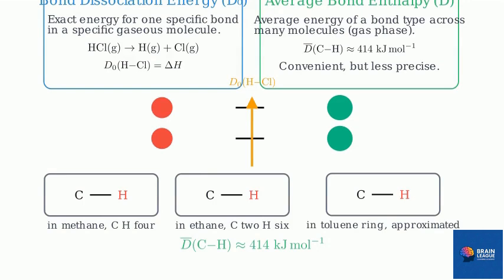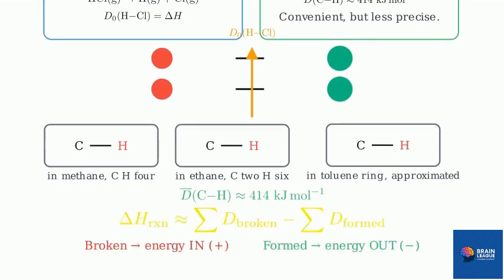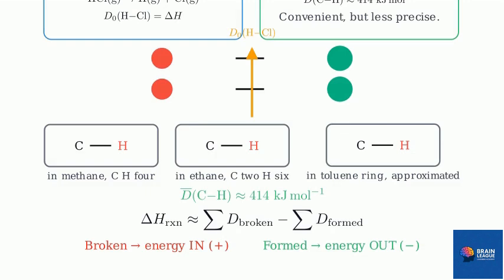To estimate the enthalpy change of a reaction, use the standard approximation. Delta H of reaction is the sum of energies of bonds broken minus the sum of energies of bonds formed. Bonds broken cost energy, positive. Bonds formed release energy, a negative contribution in the formula.